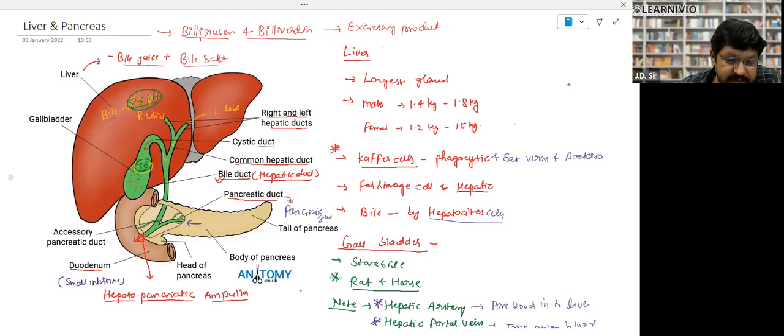Try to understand the cystic duct. These are the names which will be asked as questions in your examination. So you have to take care of everything. The cystic duct has already been asked. Right? So the cystic duct is the duct which connects the gallbladder with this duct, the bile duct.